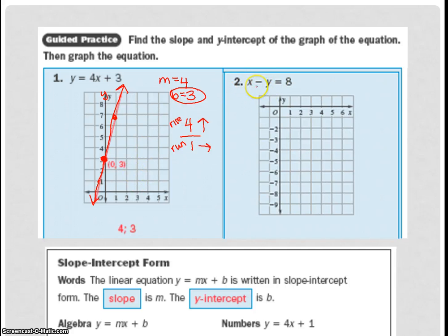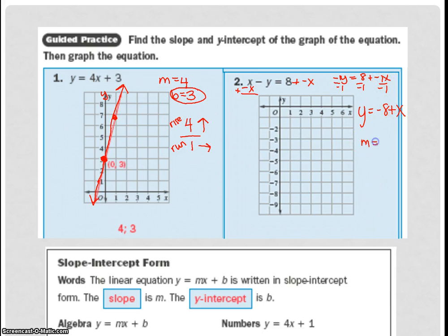Number 2, we do need to rewrite this, and I'll do this for you. Remember, we add the opposite of the x term. That means we're going to get left with negative y equals 8 plus negative x. So I'm going to divide by this negative 1 that's there. And you have y equals negative 8 plus, now there's a 1 there too, so this actually just becomes x because it's positive 1. Two negatives make a positive.